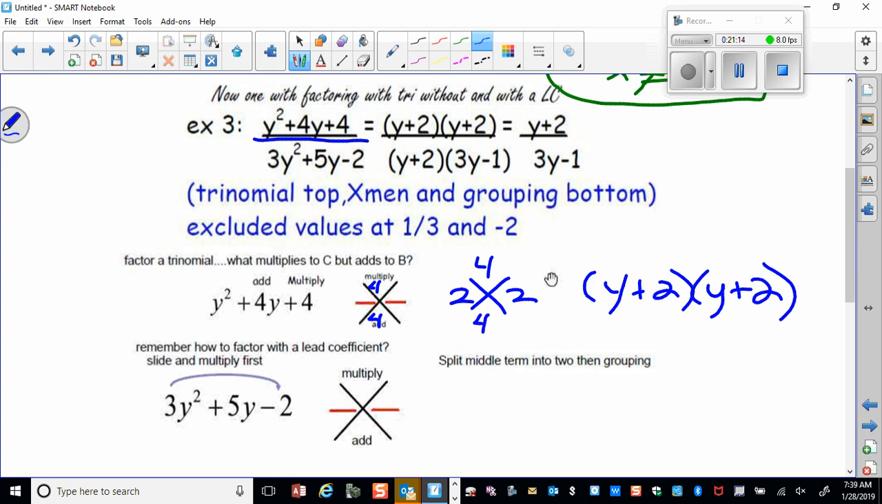right? And here you have a leading coefficient, so you do the slide, right? So we go 3 times negative 2, so that would be negative 6. And then they're going to add up to be the positive 5. Okay, so that would be 6 and 1, right? And I want to have one of them be negative, and so that would be 6 minus 1 is 5. All right, and if I multiply those, I get negative 6.